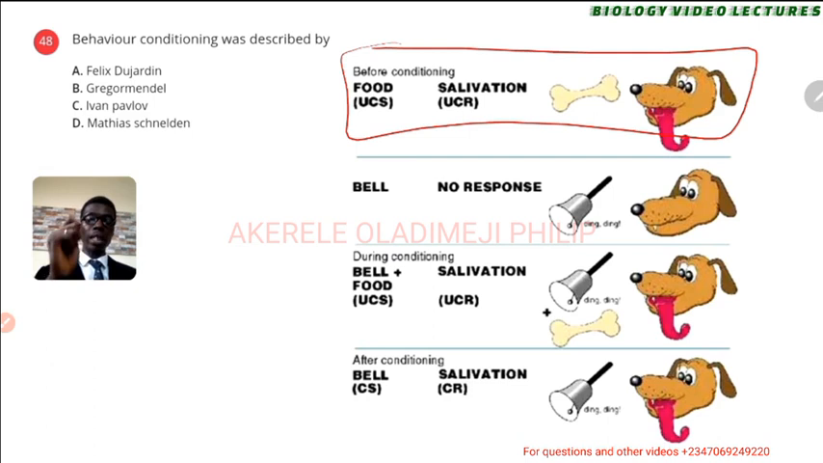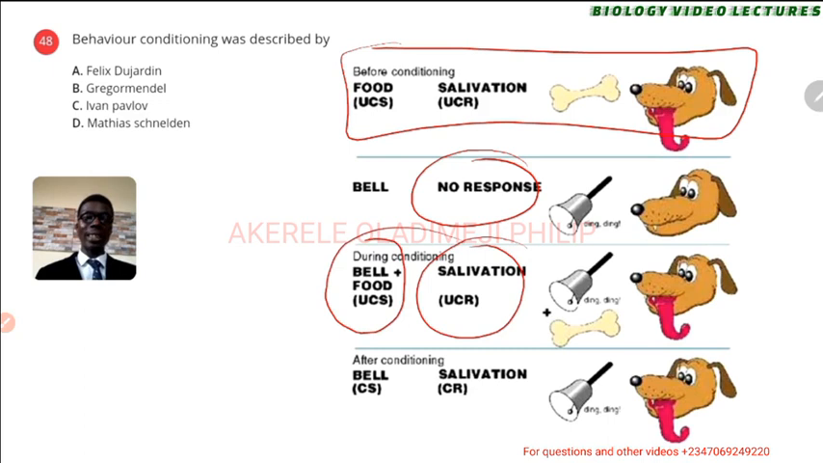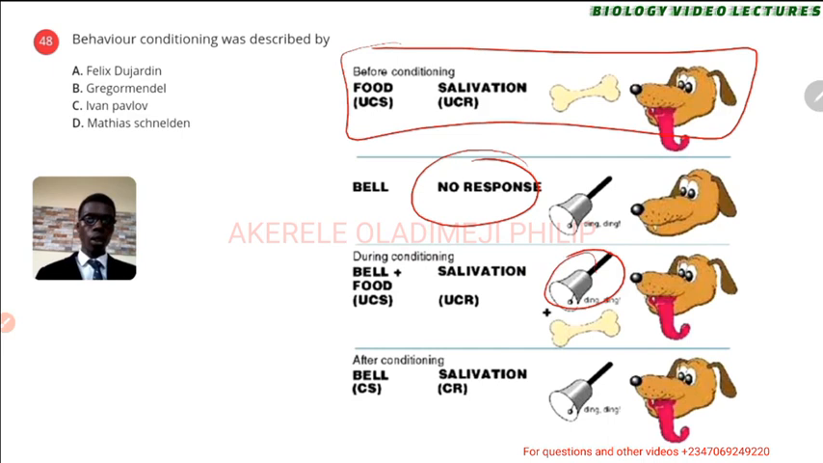So what he did was, he would now ring the bell and also bring the food at the same time. So the animal, the dog, notices that once there is a bell, that means there's going to be food. So it has seen the sound of the bell and the food together. So it has associated them together as conditioning.